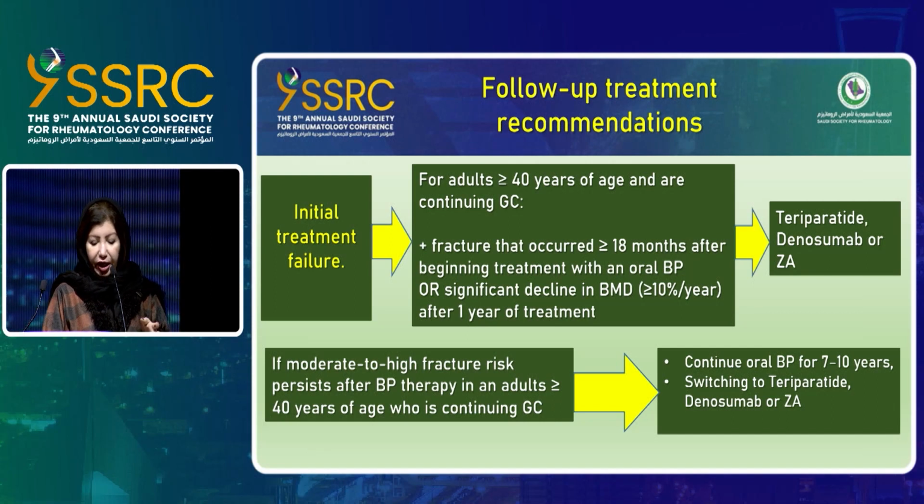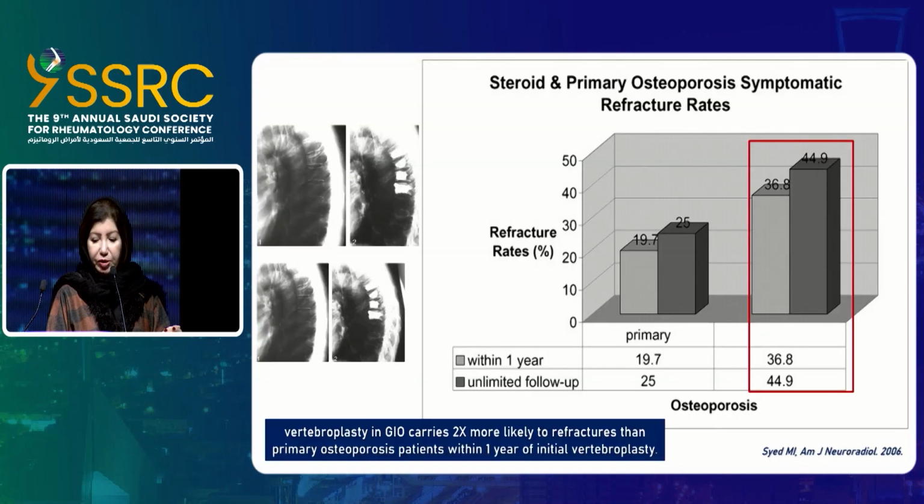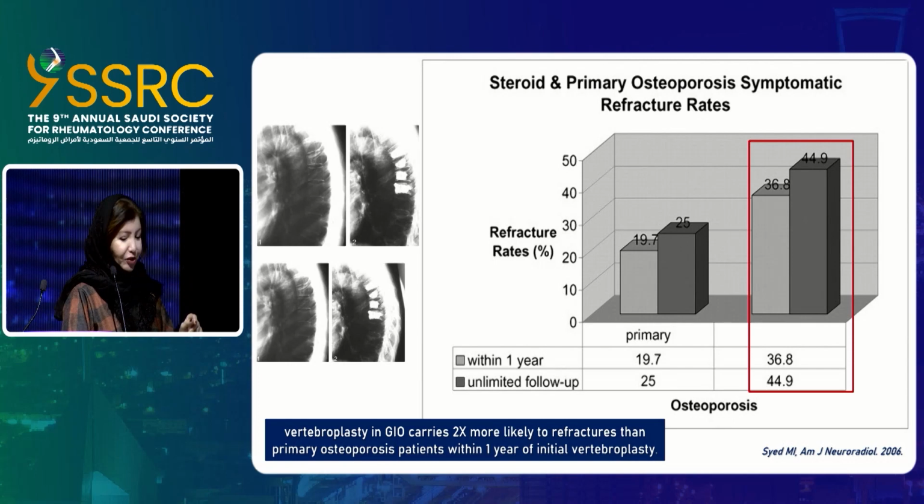In moderate to high fracture risk, if moderate to high fracture risk persists after bisphosphonate therapy, in these adults who are continuing, you have to continue treatment, of course. Whatever treatment you choose at the time, you have to either continue bisphosphonates or switch to other medications. You have to be careful. Okay, one slide only.